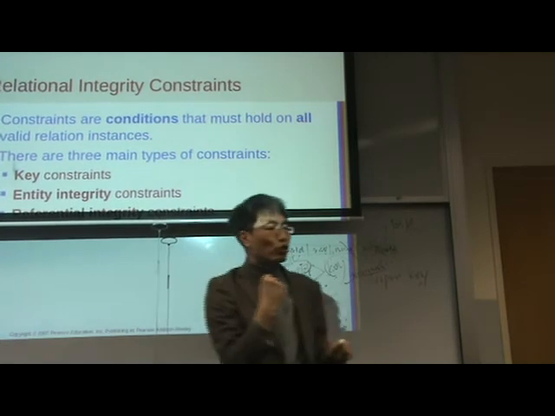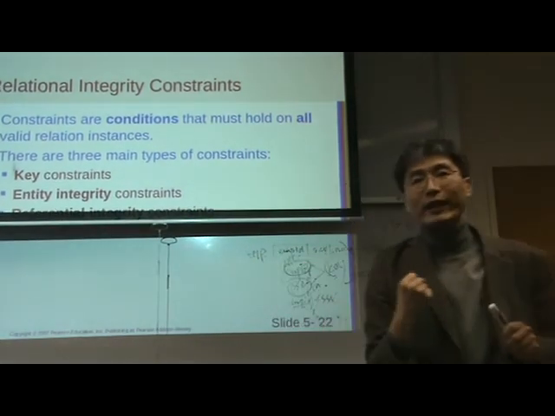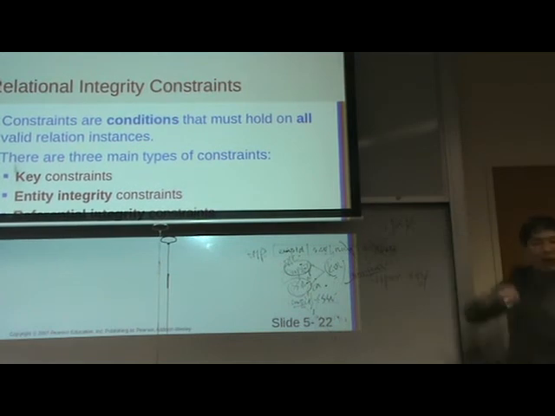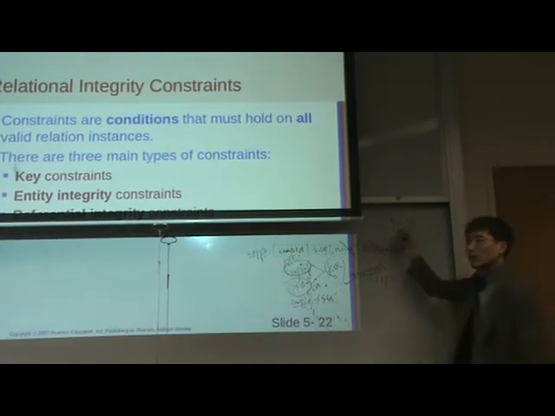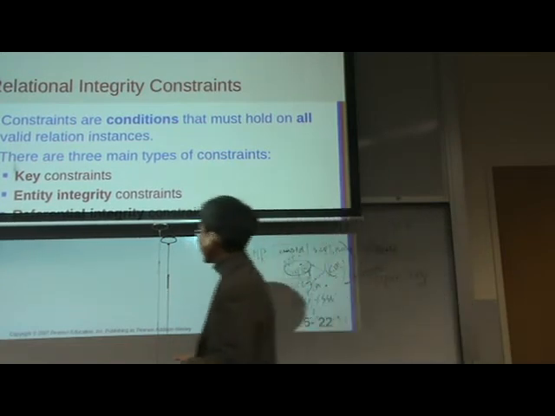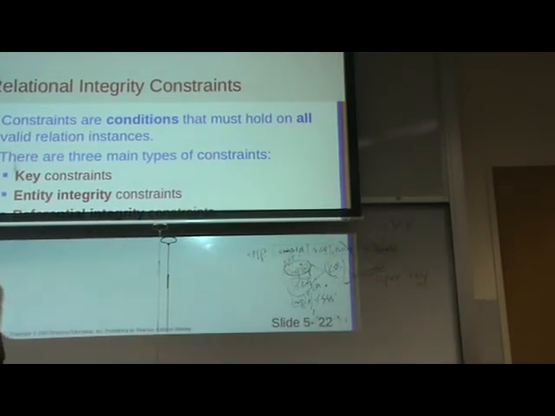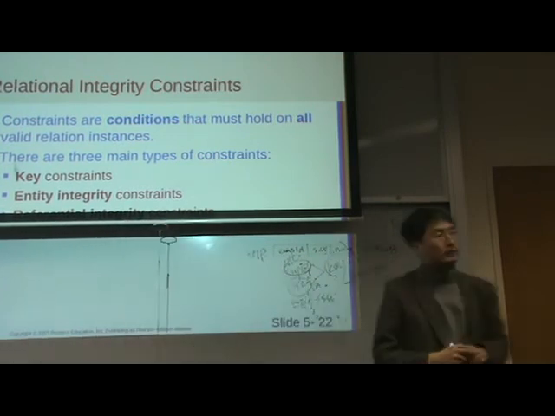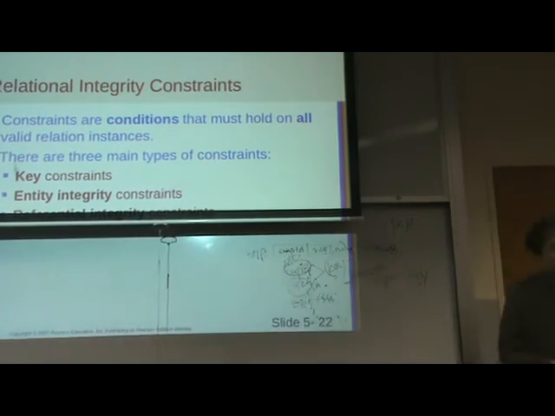The first rule in the relational model is the key constraint. Key constraint means there exists only one primary key for each relation. Okay? So it should be unique. The primary key definitely should be unique. Did I explain about the null data?